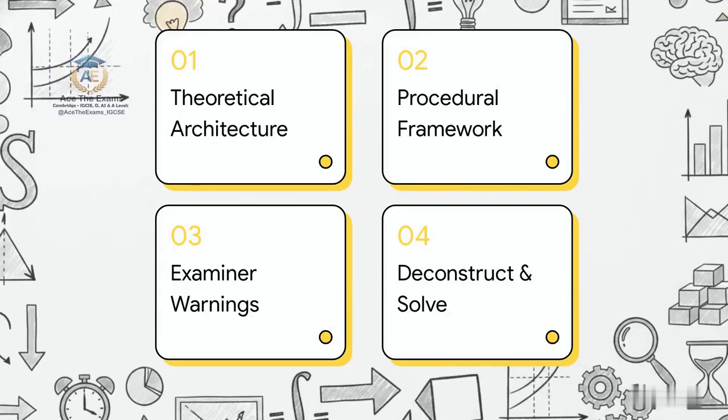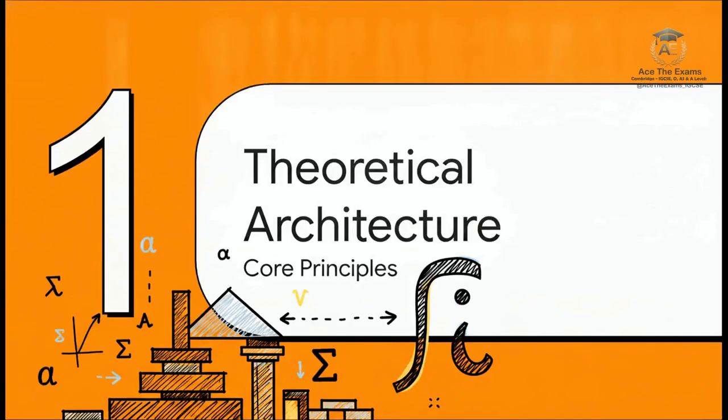Here is our system blueprint for today's explainer. First, Section 1, the theoretical architecture. Then, Section 2, the procedural framework. Following that, Section 3, top examiner warnings. And finally, Section 4, deconstruct, solve, evaluate. Let's execute. All right, booting up Section 1, the theoretical architecture.